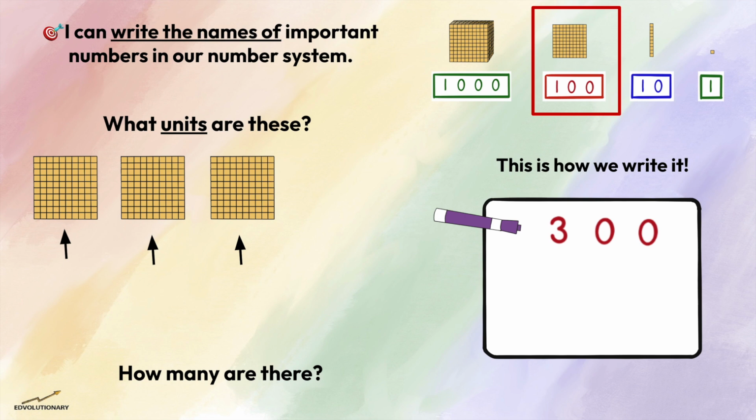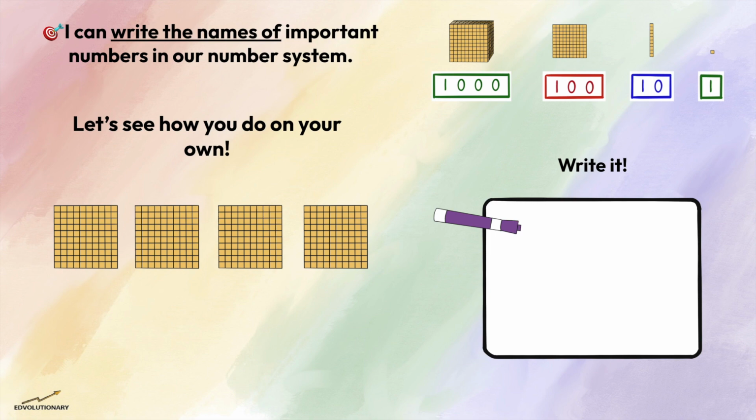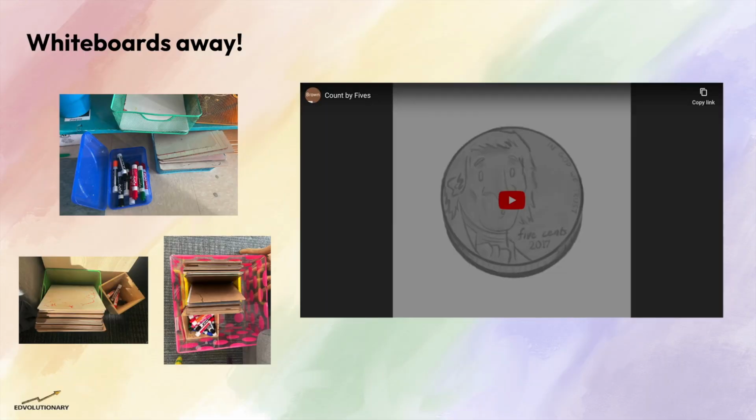Remember, hundreds have 2 zeros. Does yours have 2 zeros? If so, you can write it 2 more times. So it ends with taking away some of the scaffolds and seeing if students can write it, but then letting them revise their work as always.